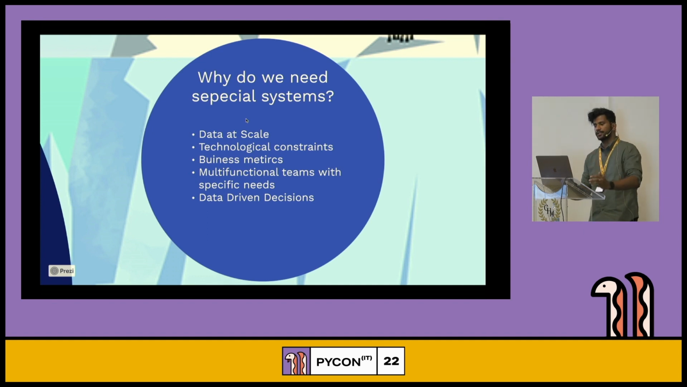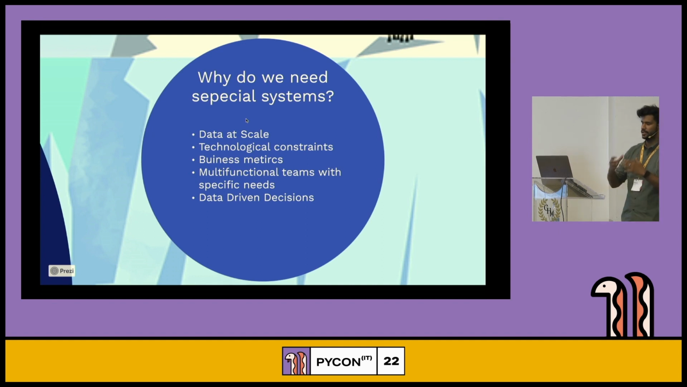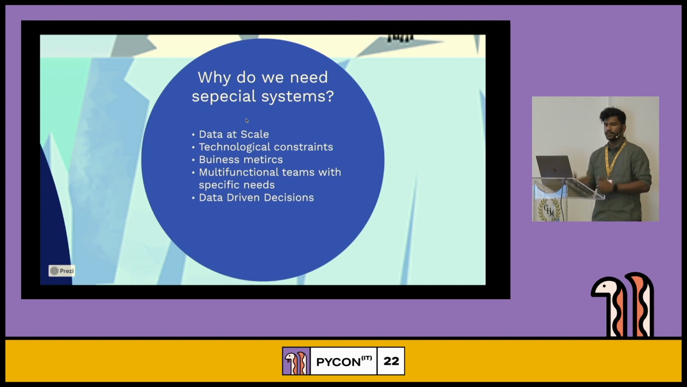Okay, and then also there's a multifunctional team with specific needs. The end user could be another team which is building machine learning models. That could be one user of the entire data infrastructure. Another consumer could be your business team, which would be looking into frauds, which would be looking into where they can grow the business.